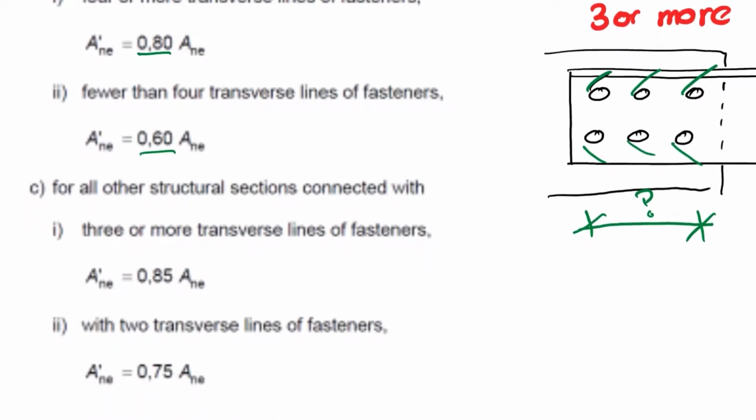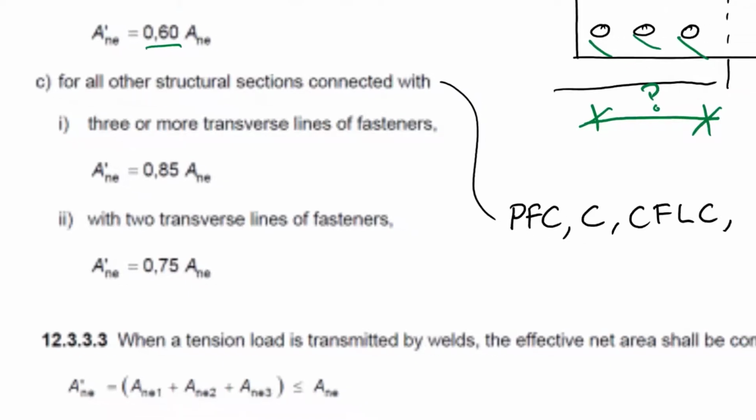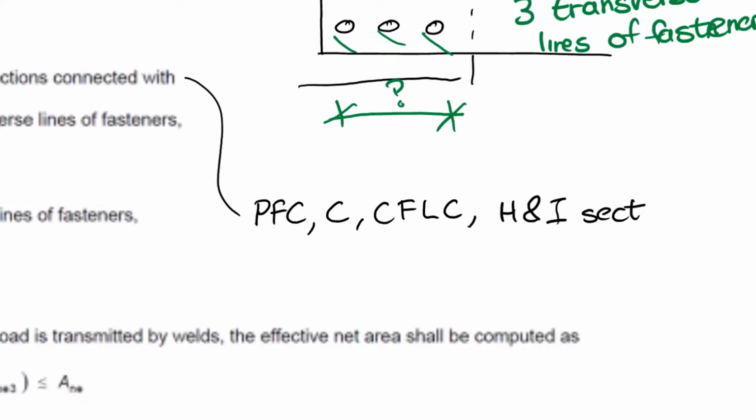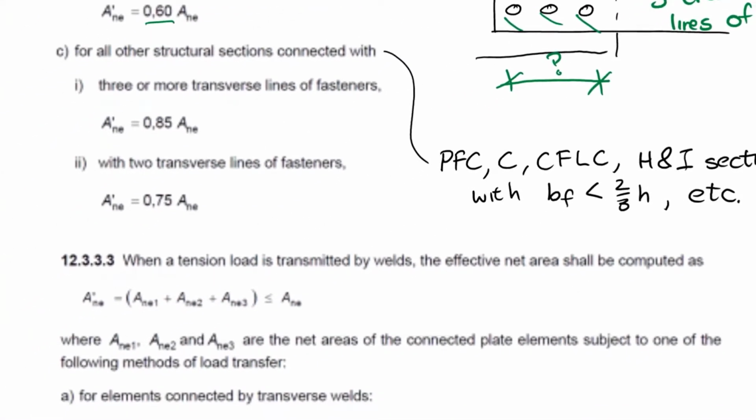Then for all other structural sections connected with 3 or more transverse lines of fasteners or 2 lines of transverse fasteners. So this, for instance, would be your PFC sections, your parallel flange channels, your C sections, your channels, your cold formed lip channels, and then, oh sorry, then H and I sections. But you told me H and I sections were covered above with your breadth of flange less than 2/3 of height, etc. So this clause applies to all these other sections. So that looks at effective net area.